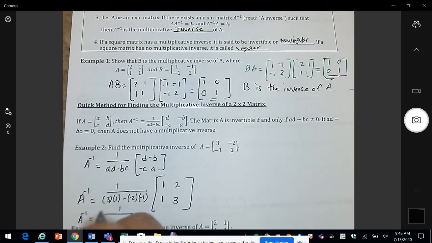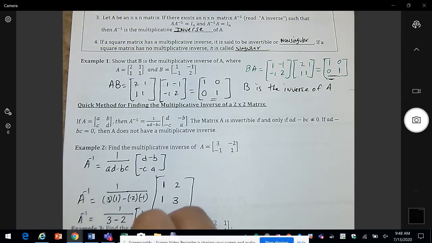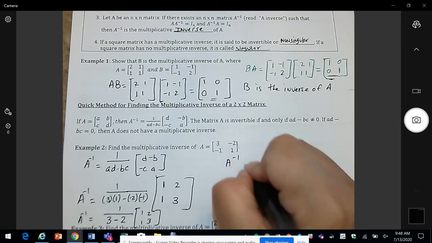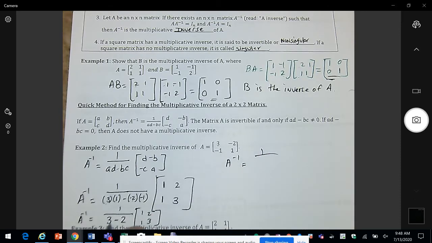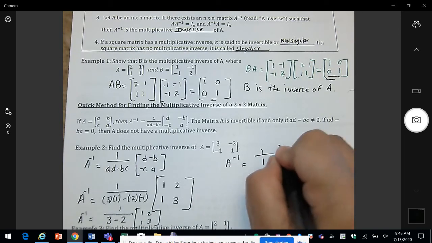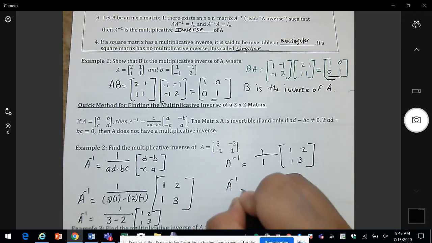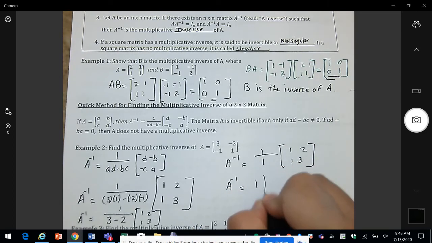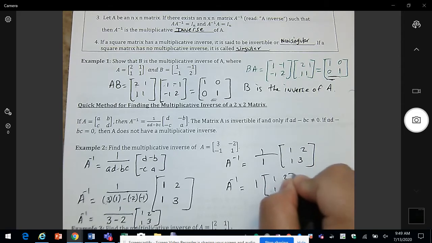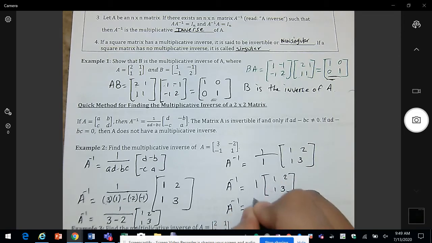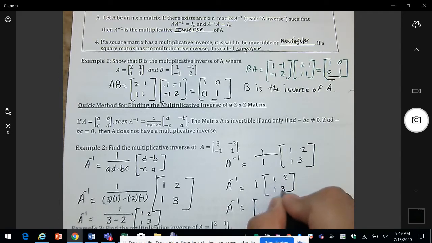Simplify. 3 times 1 is 3. -2 times -1 is +2. 3 minus 2 is 1. And finally, 1 divided by 1 is 1. So my inverse is 1 times each of these elements. So we get 1, 2, 1, and 3.